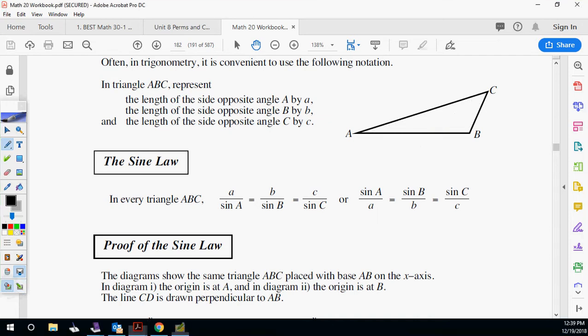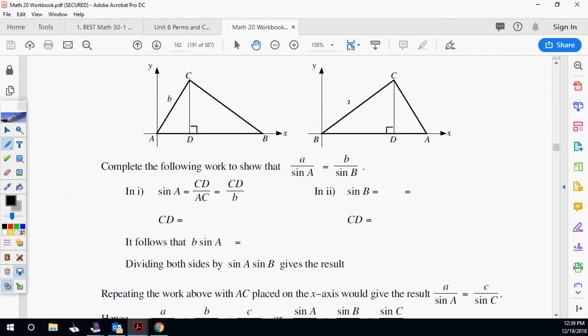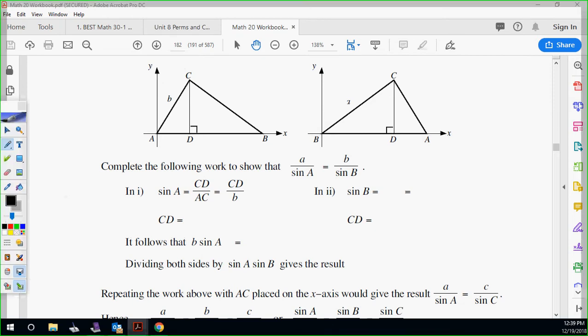Okay, so let's go look. We're going to prove it first, to see where it comes from. Okay, so complete the following work to show that A over sine A equals B over sine B. What they're going to do is that sine A is equivalent to CD over AC. So what they're saying is, see here, sine of A, that's opposite, right? CD over hypotenuse, AC. That's where the AC comes from. AC is also known as, so here's angle B, AC makes side B. So that's what they're doing here.